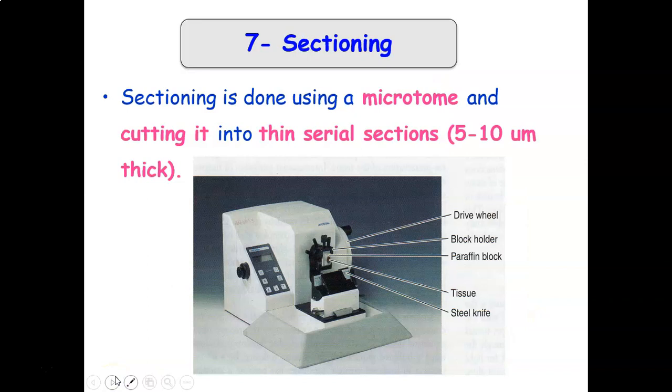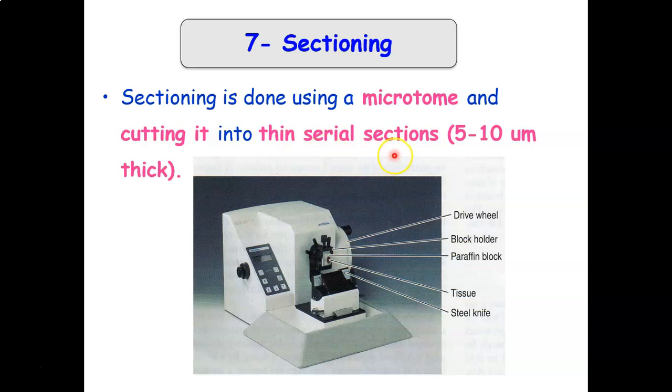Number 7 in the microtechnique steps is the sectioning. Sectioning, here you have to know this instrument. This instrument is called microtome. Microtome is the tool of sectioning the tissue. We use this microtome to cut the tissue into thin serial sections.